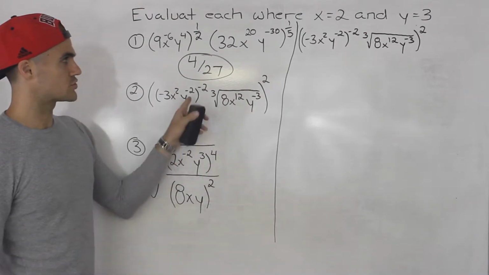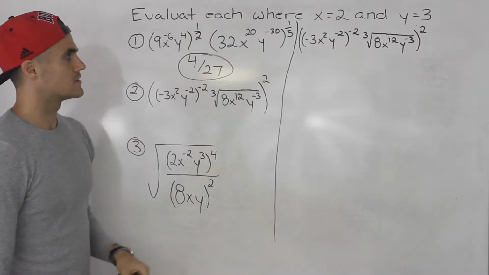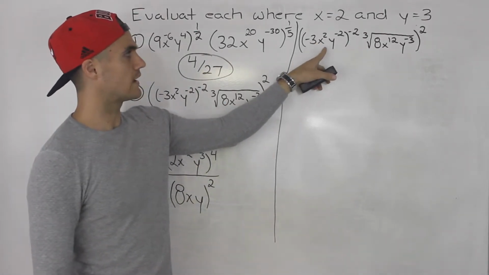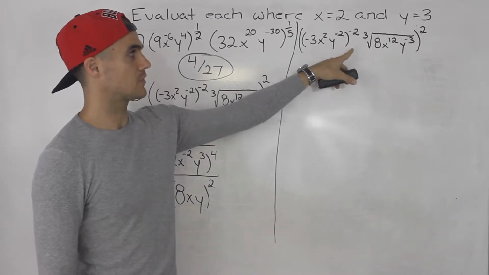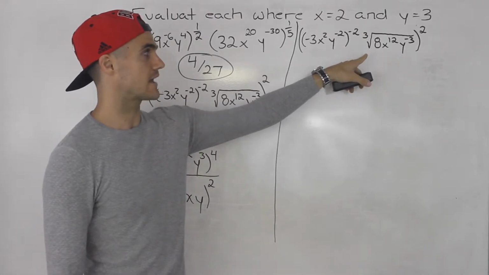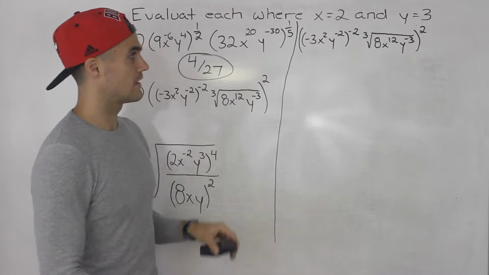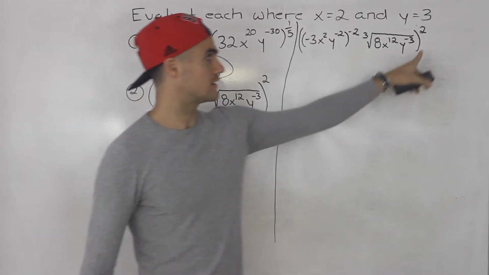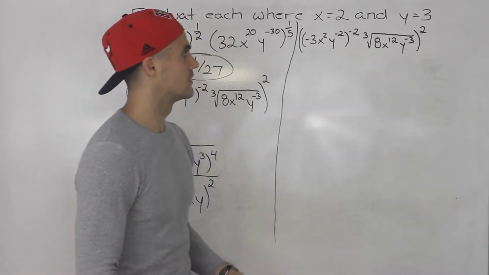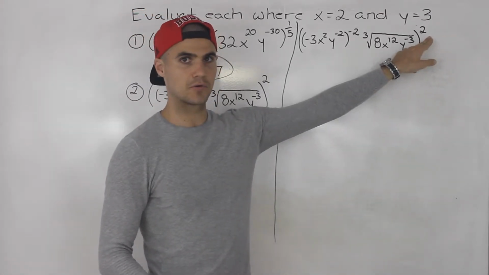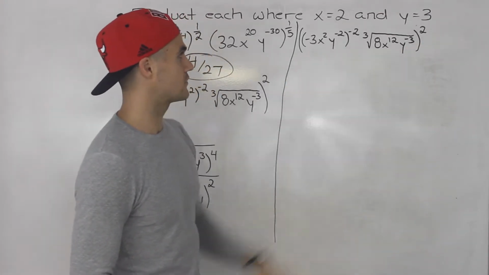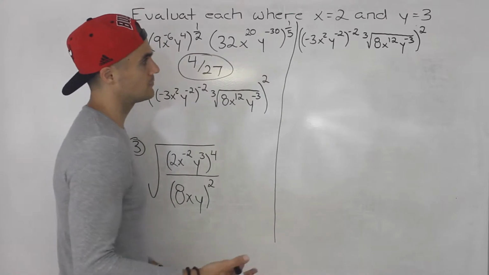Moving on to number 2, I wrote it up there. So we've got negative 3x squared y to the negative 2, all to the power of negative 2. Then we've got the third root of 8x to the 12 y to the negative 3. And then that whole expression is to the power of 2. So before dealing with this outside exponent, I'm going to simplify everything in the bracket. Multiple ways to do this.